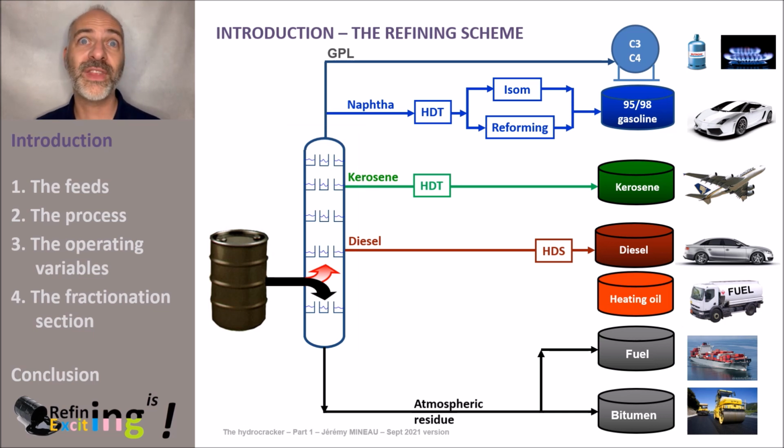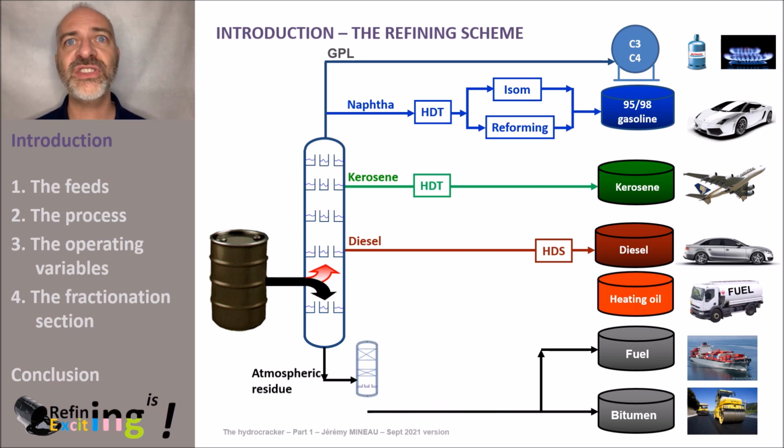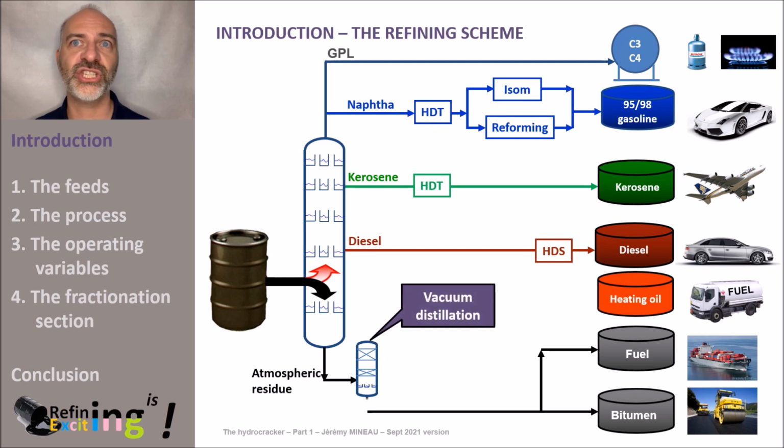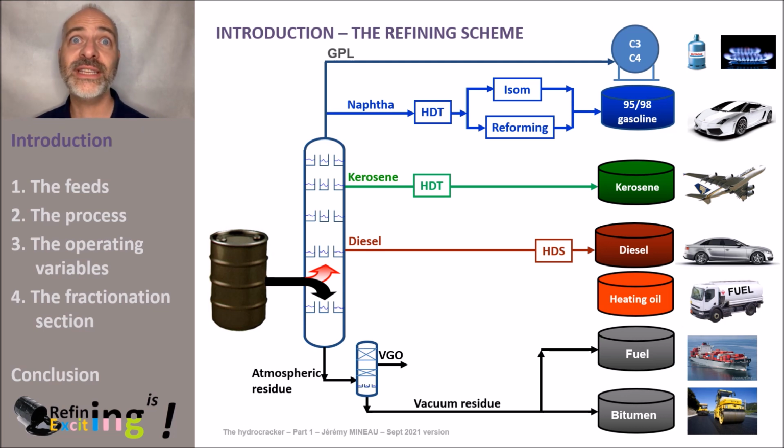The balanced product of the atmospheric distillation, called atmospheric residue, is then typically processed in a vacuum distillation to continue the separation of the hydrocarbon molecules into two cuts. The first one is called VGO for vacuum gas oil, and the other vacuum residue. This VGO cut is the typical feed of the hydrocracking process.